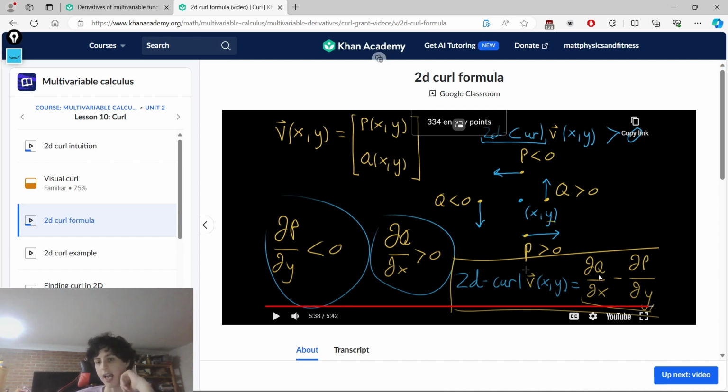But this is important. This is the x derivative on the y component. So as the y component changes, what happens to the x derivative? As the x component changes, what happens to the y derivative? But we want, as the x component changes, I wanted y to go up.